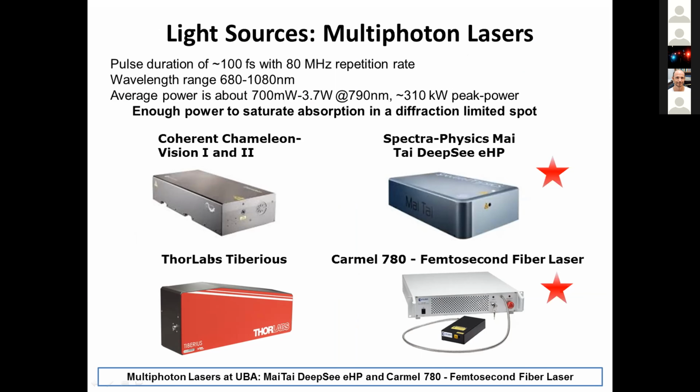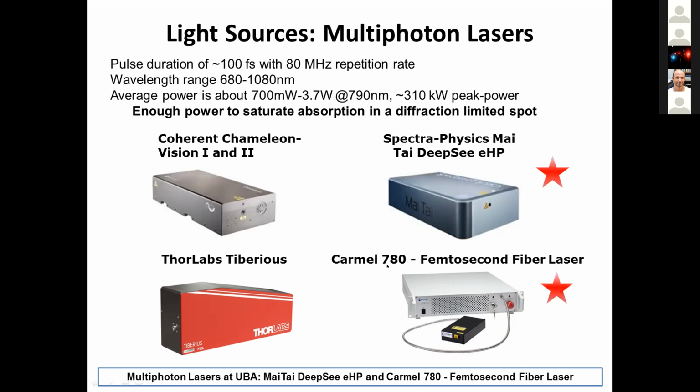Then Thorlabs came up with this Tiberius, which is the cheapest of the others. It covers a short range from 710 to 980, but for most applications, it's a very nice instrument. And there are different companies. This is from Calmar. The Carmel 780 is the one that we got for the other microscope that we are building. It is a two-photon inverted microscope, and this is a femtosecond fiber-based laser, which is very nice.